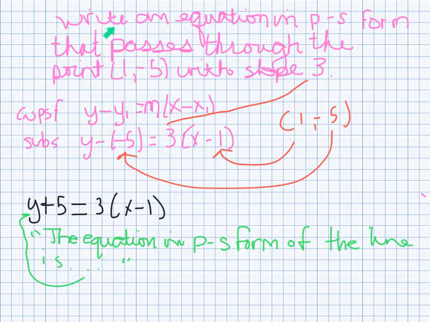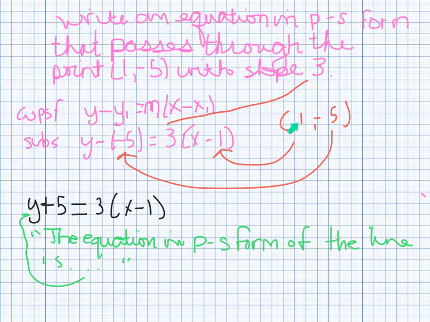It says our directions would be to write an equation in point slope form that passes through the point 1 and negative 5 with a slope of 3. So again, we've been given the information we need. We're going to write it right here in point slope form, which is y minus y1 equals m times x minus x1. When I rewrite I substitute my values. So I have my slope is 3. I put that right there.